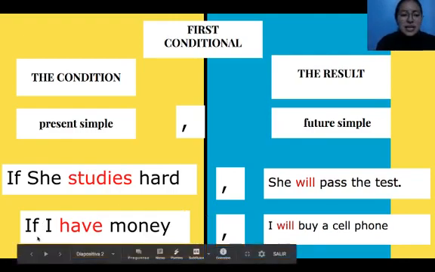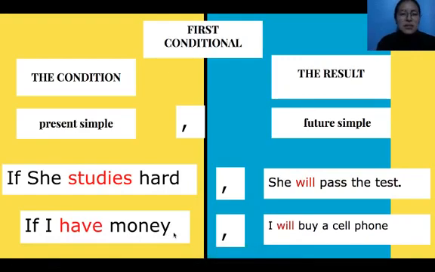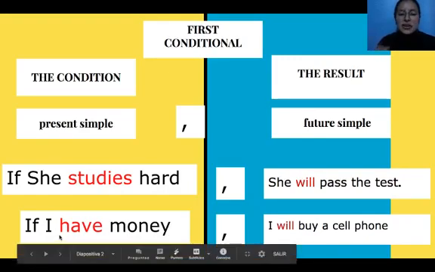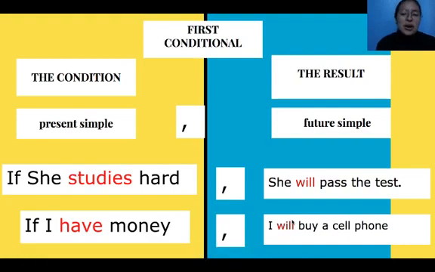In this case, if I have money, I will buy a cell phone. But if I don't have money, I won't buy a new cell phone. The negative of will is won't, very good, or will not is the negative, okay?